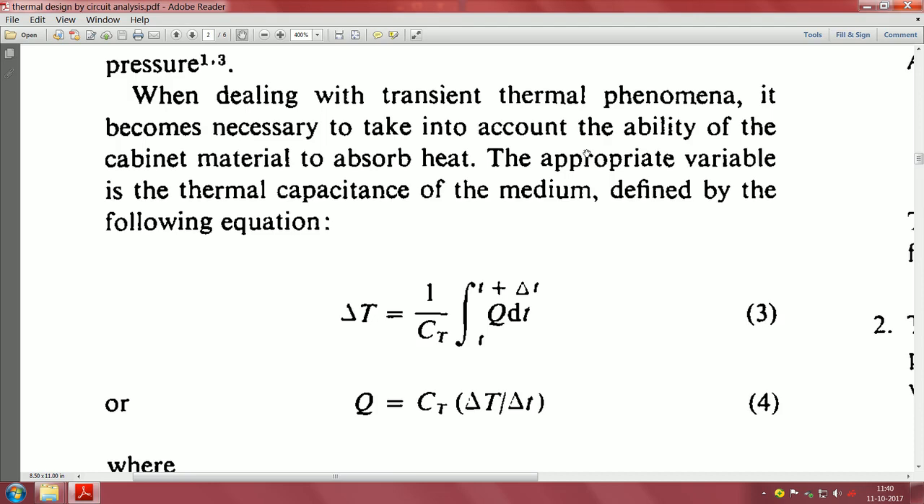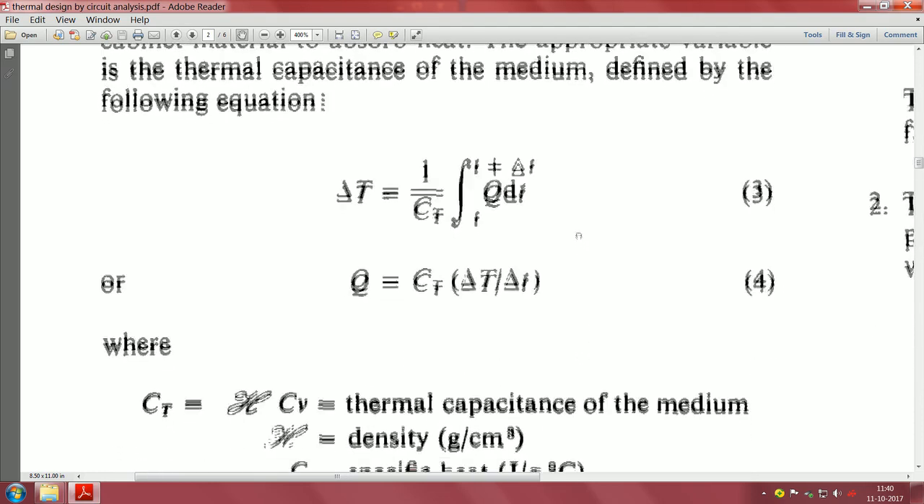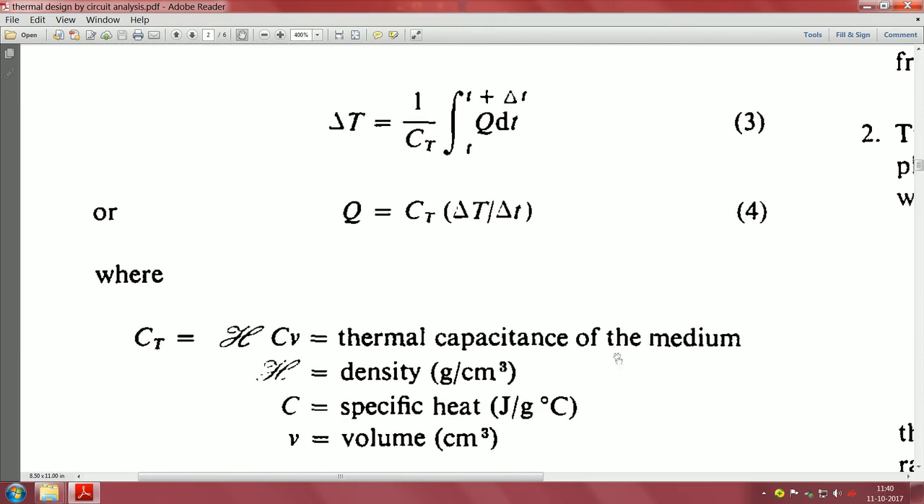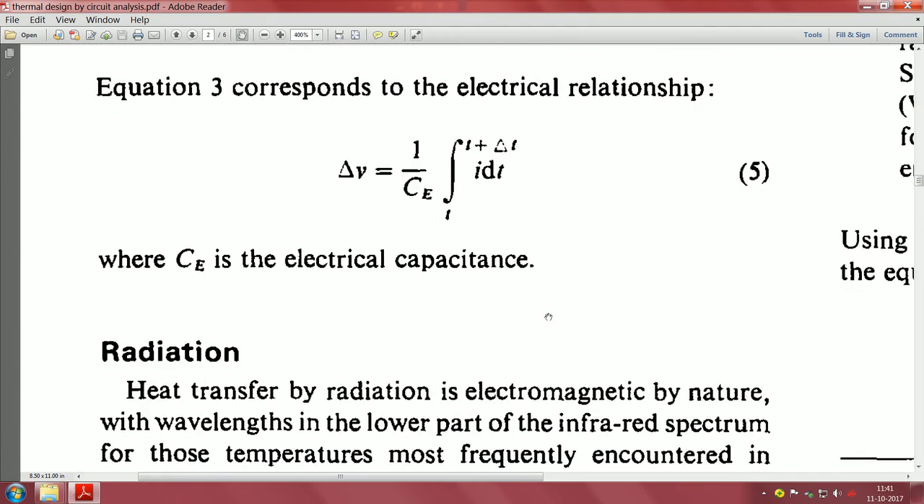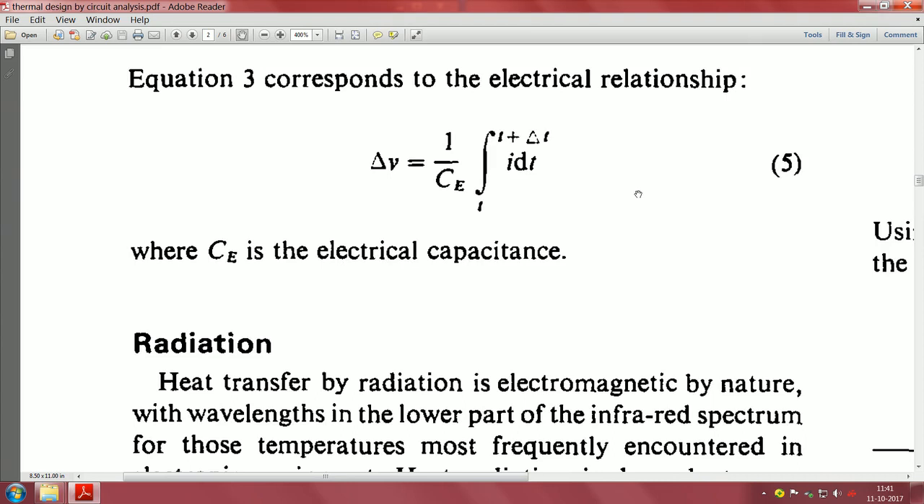You have seen that for the first time we are ending up with thermal capacitance of the medium: density, specific heat, and the volume that is involved in various things that we have here. This corresponds to the electrical relationship. One more, if somehow we can lump the whole thing to an equivalent electrical capacitance, we can directly use it.